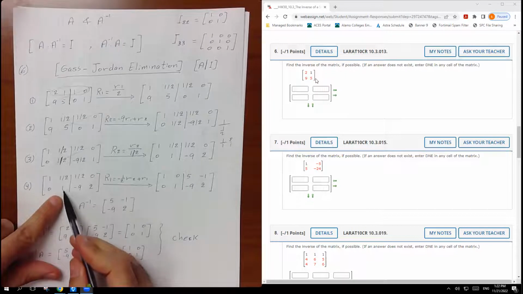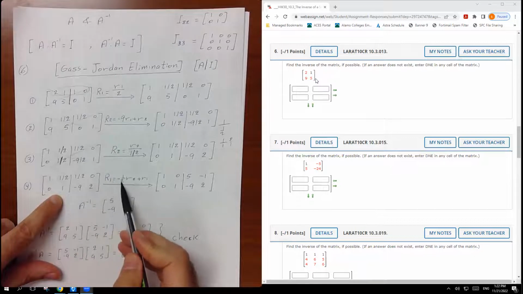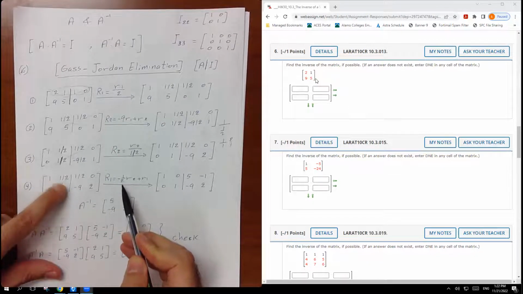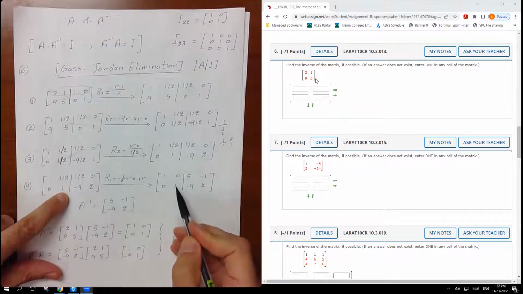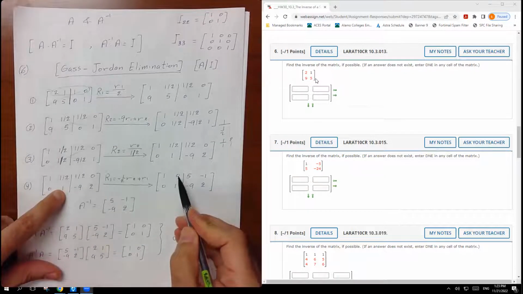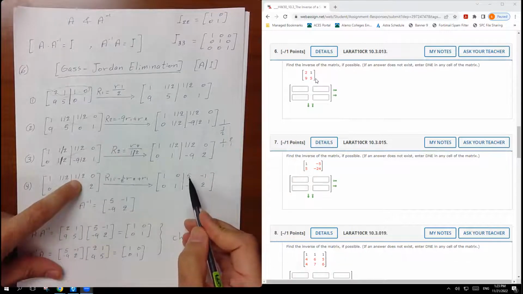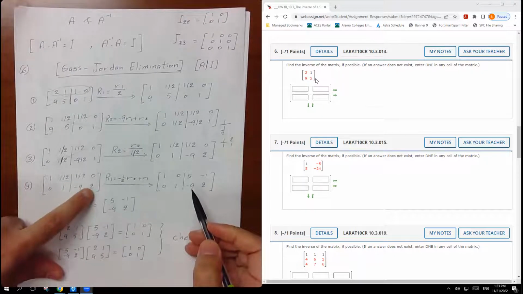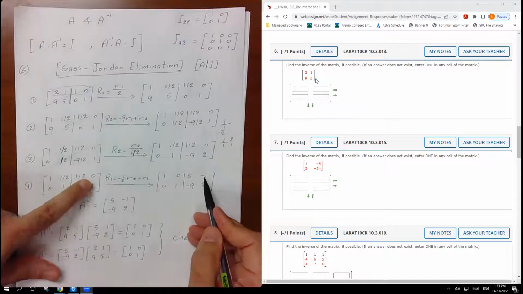Now, the last step: I need to convert this number here to 0. So I'm going to say negative 1 over 2, which is negative half, R2 plus R1. This is still the same thing. Negative half times 1 is going to be negative half, plus half is going to be 0. Negative half times negative 9 is going to be positive 9 over 2, plus 1 over 2 is going to be 10 over 2, which is 5. Negative half times 2 is going to be negative 1, plus 0 is going to be negative 1. So here is the new matrix.